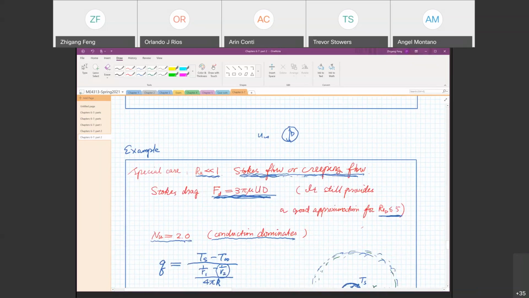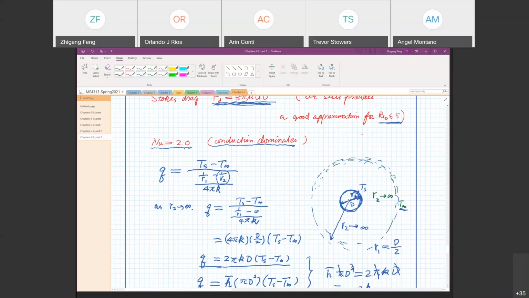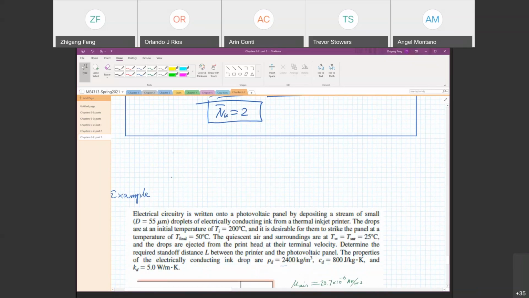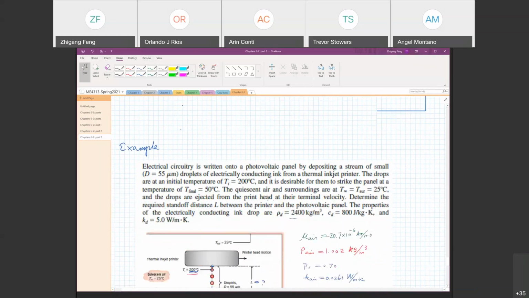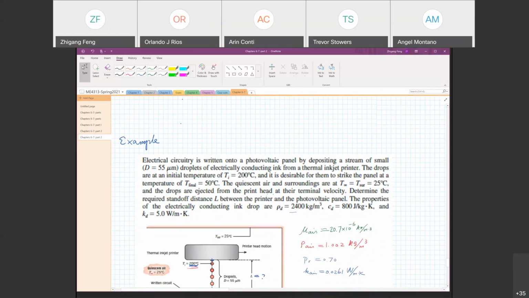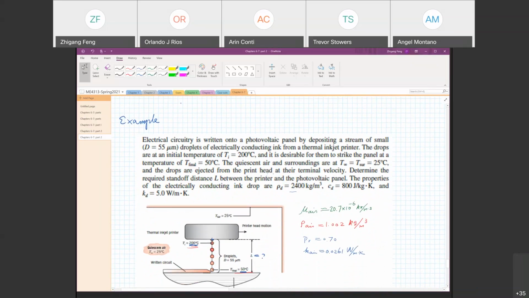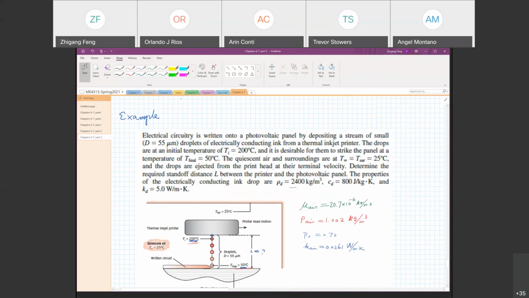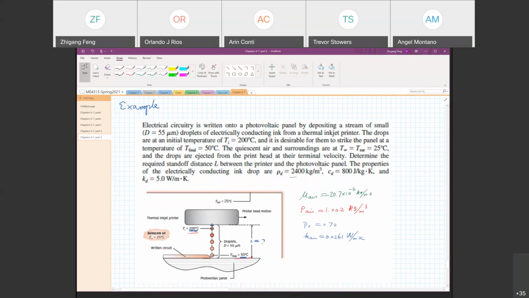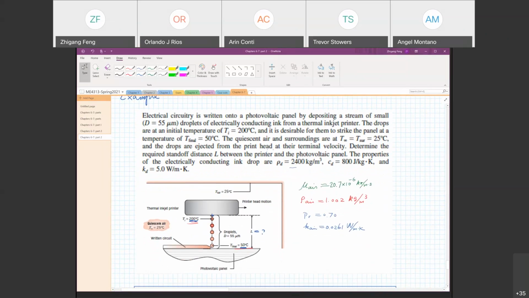Now I have one more example. This is the last example, but this example is quite involved. Let's see if we can finish this example before 12:40. Here we have an electrical circuitry being written onto a photovoltaic panel. So this is a photovoltaic panel.